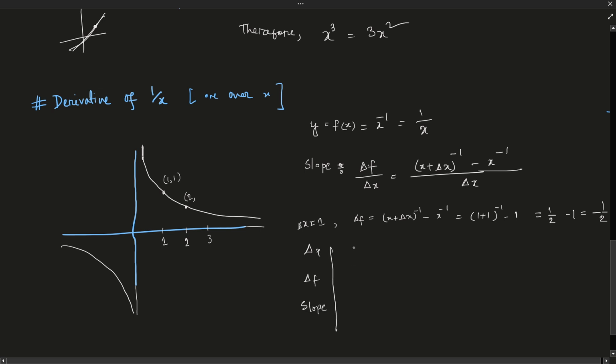Okay, so del x is 1, and we have just calculated our del f, which is minus half. This is something like this, basically it's going downward. Anyway, our del f is minus half, and the slope will obviously be minus half by 1, which is equal to minus half.